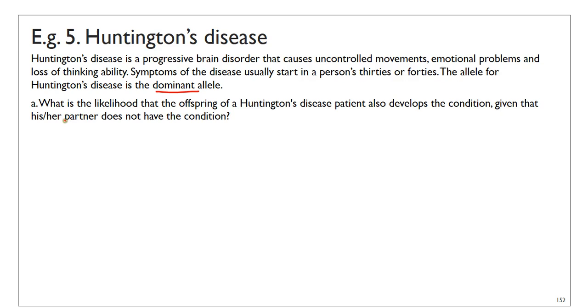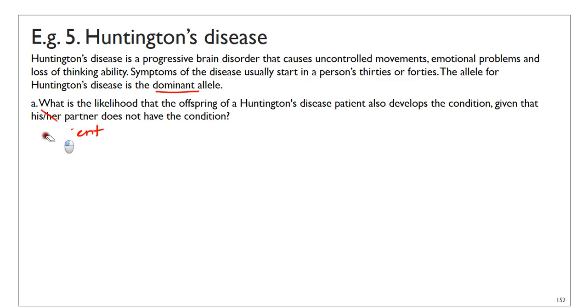Oh, by his or her partner, I mean the patient's partner. So you have a person, and maybe her father or mother has Huntington disease, and the other parent does not. And the person wants to know, what is the chance that I will also have Huntington disease? So the first thing that you want to do is assign the letters.